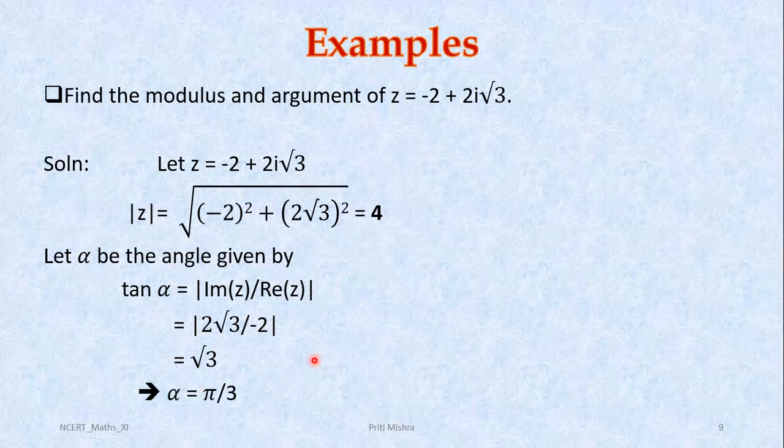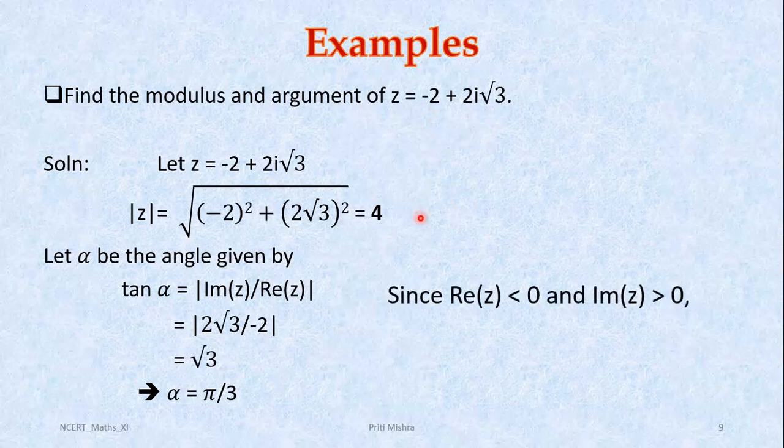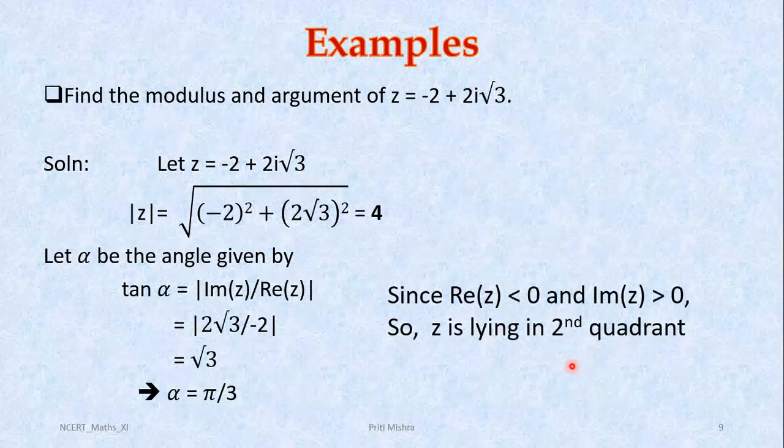After this, we need to check what kind of real and imaginary parts we are having. As the real part of z is less than 0 and the imaginary part of z is greater than 0, it means our complex number is lying in the second quadrant. But here what we calculated, our angle is indicating that it is lying in the first quadrant, but our complex number is lying in the second quadrant.